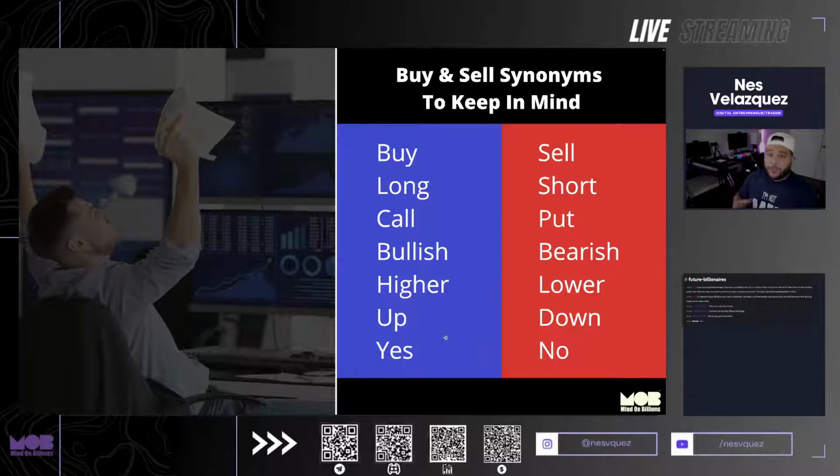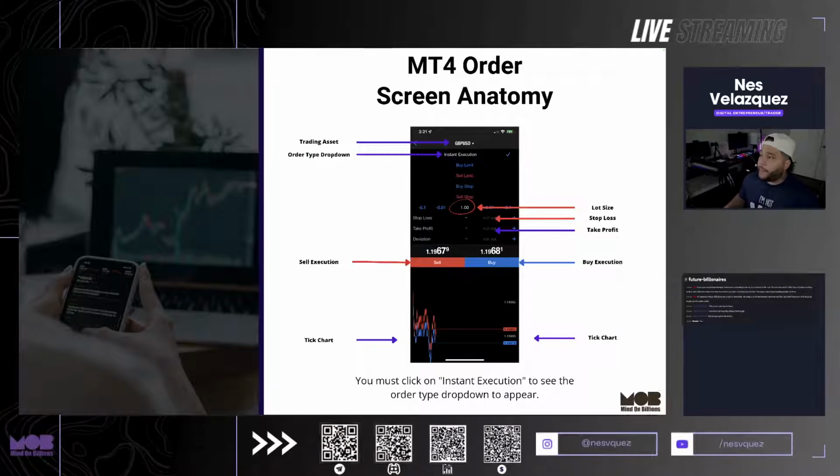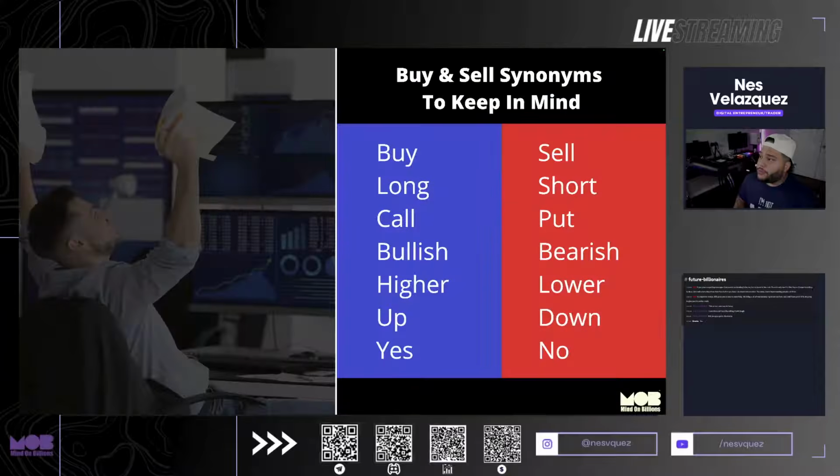All right. So different brokers have different terminologies that mean the same thing. They're all synonyms. Okay. All right. Did I skip one? Yeah.